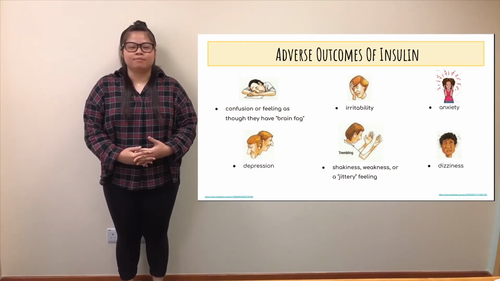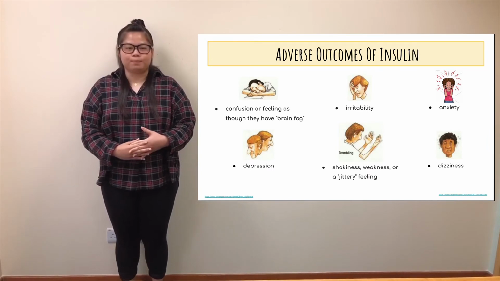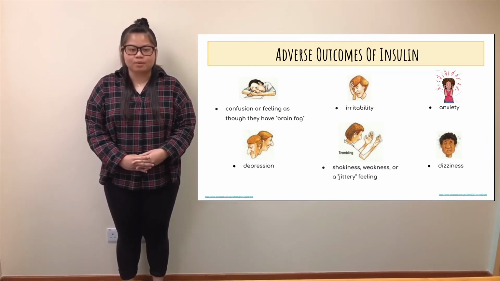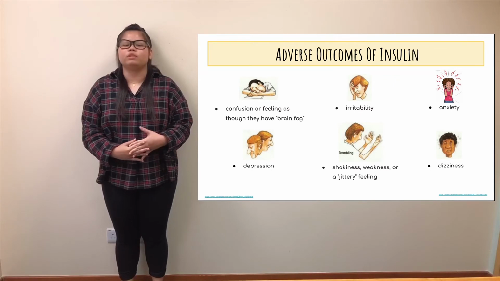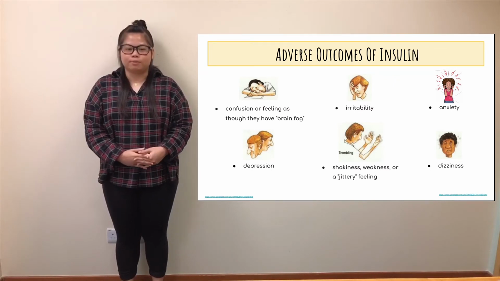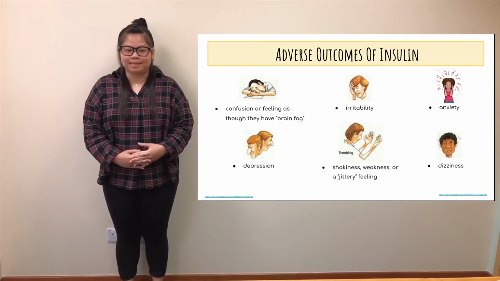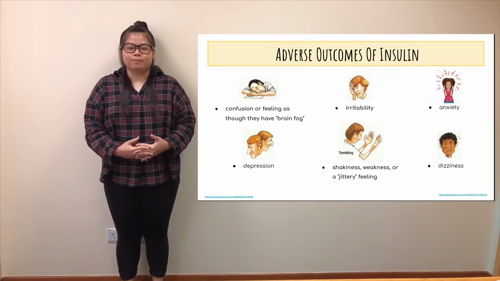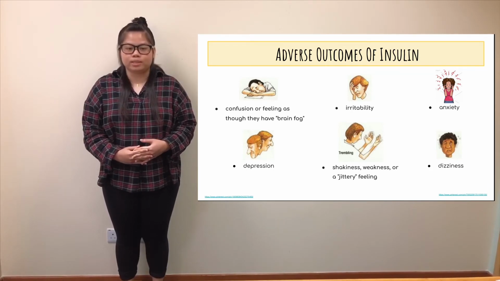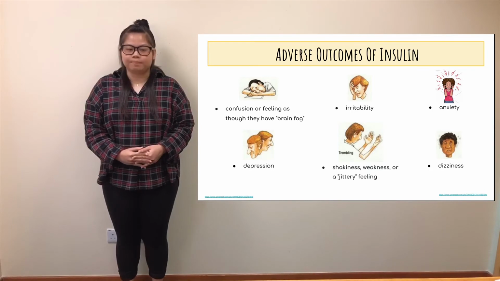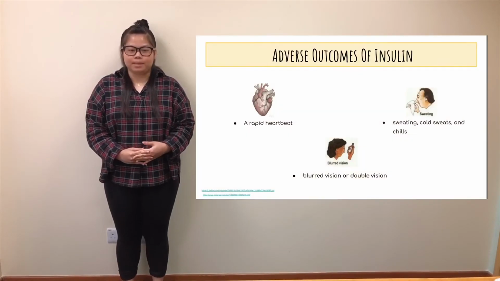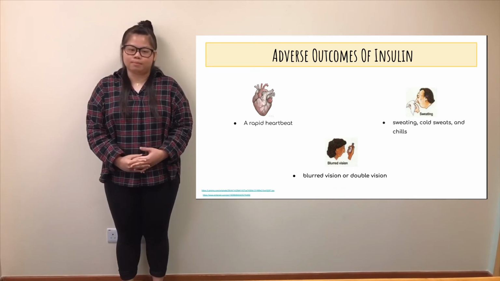So the symptoms of an insulin overdose are those of hypoglycemia. Mild symptoms include confusion, feeling as though they have brain fog, irritability, anxiety, depression, shakiness, weakness, or a jittery feeling, dizziness, a rapid heartbeat, sweating, cold sweats and chills, and last but not least, blurred vision or double vision.